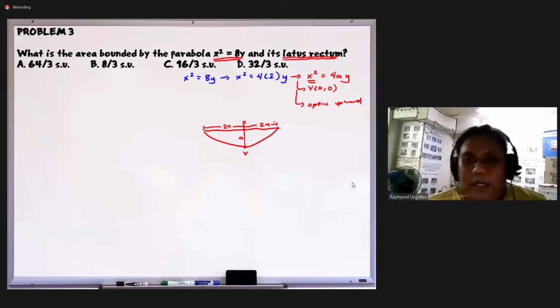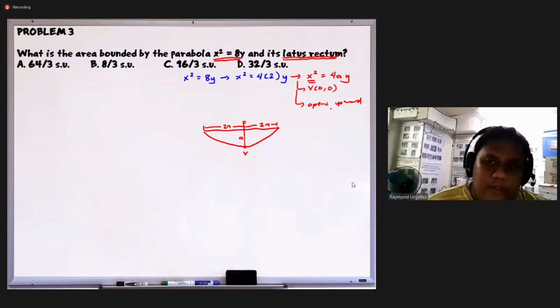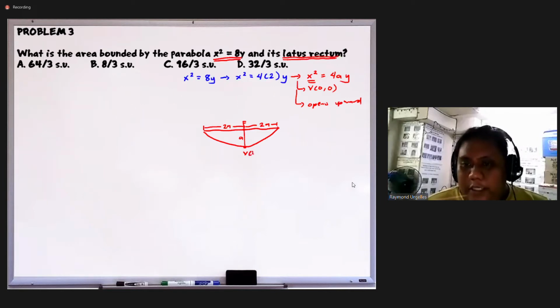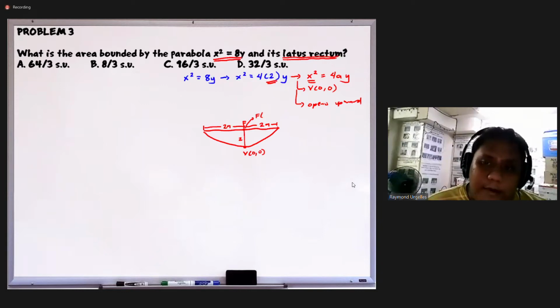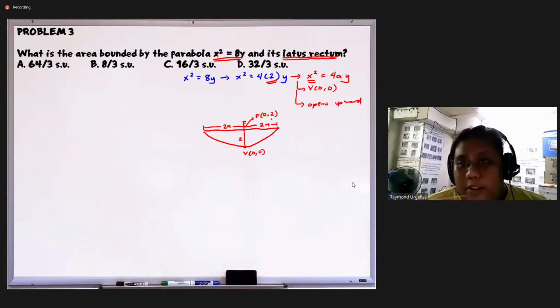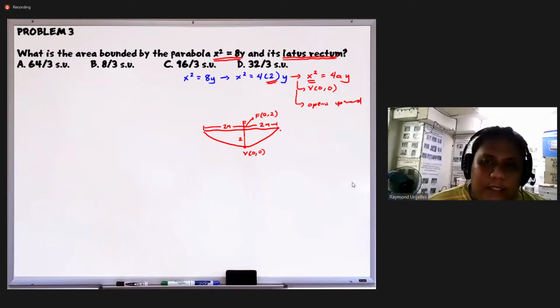Since this is opening upward, yung focus natin nasa taas ng vertex. Kung vertex natin is at 0, 0, so ano ba yung A natin? A is this one, 2, so this is 2 units. Y coordinate lang yung magbabago, pero yung x coordinate natin stays the same, so this is still at 0. So nandiyan yung focal point natin, 0, 2. Therefore yung latus rectum natin is a horizontal line.